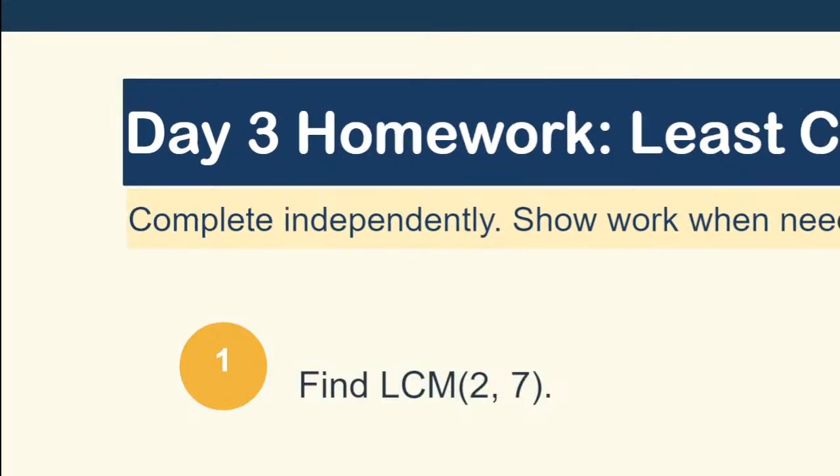Okay. Number 3, homework. Number 1, find the LCM of 2 and 7. Number 2, find the LCM of 5 and 6. Number 3, find the LCM of 8 and 2. Number 4, find the LCM of 9 and 15. Number 5, one bus comes every 10 minutes and another every 15 minutes. When will they be together again? Number 6, two timers beep every 6 minutes and 14 minutes. When will they be together again? Answer keys on the next slide.